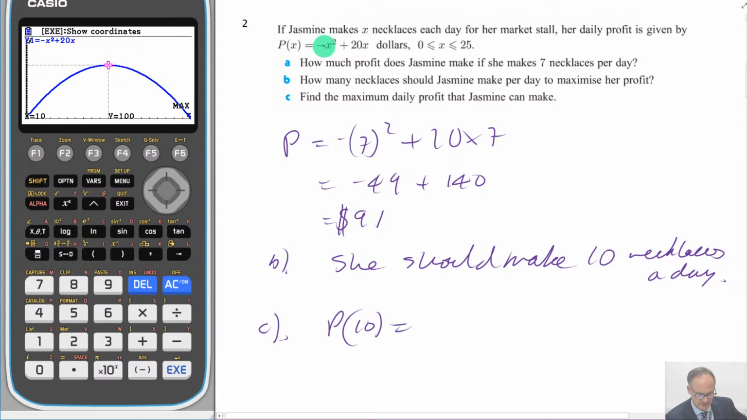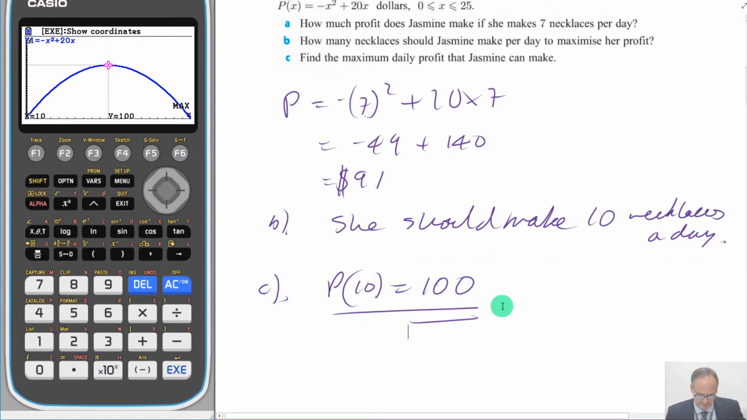Okay, if we do that, you get 10 squared is 100. 20 times 10 is 200. Take 100 away from 200 gives us the 100. That's how you can calculate it. But we can just work it out from our graph. So that is how to use your graph to make it a very quick and easy question to do.